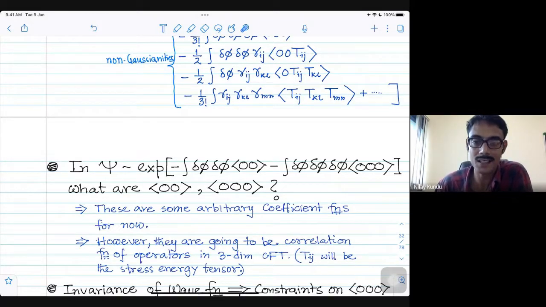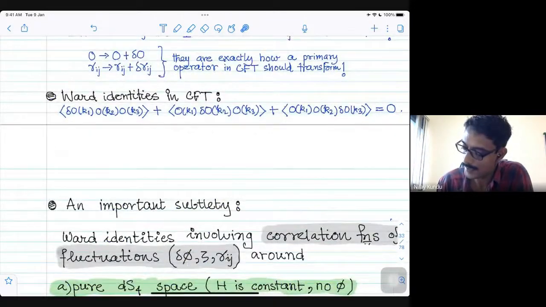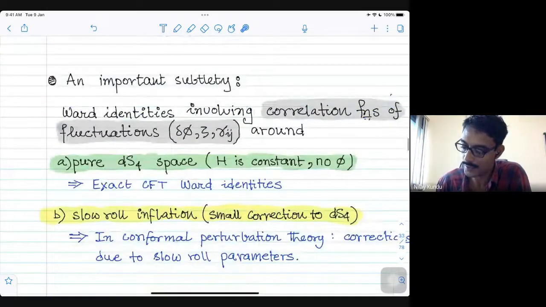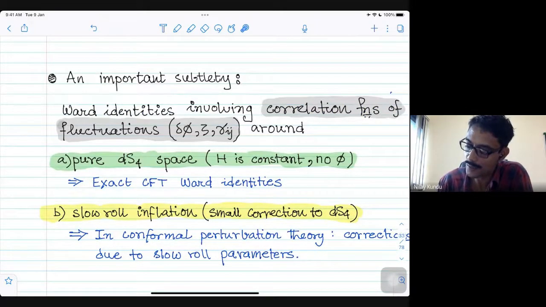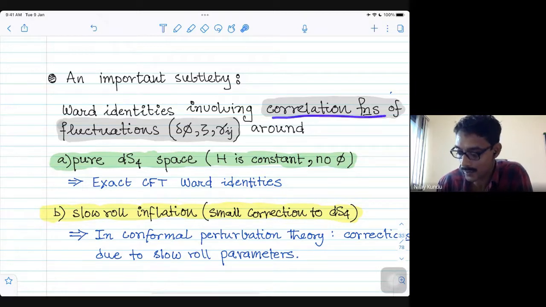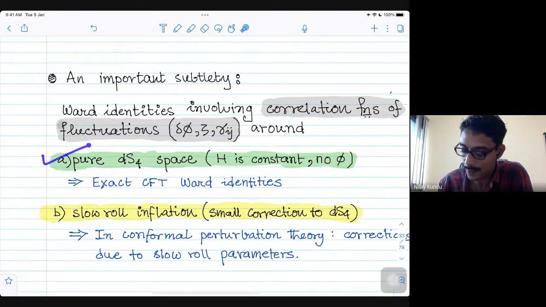And there we will see that these are exactly transforming as dimension delta equal to 3 operators in a CFT. And that's how we will obtain the Ward identities. So in this whole discussion, I just want to make sure of a subtlety that one should keep track of, which is that we are looking for Ward identities or symmetry constraints of correlation functions of fluctuations around pure de Sitter space or inflation.